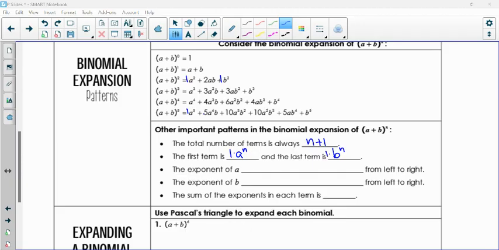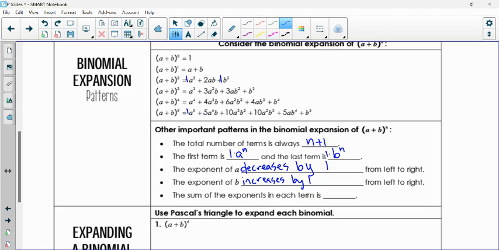All right. From there, the exponent of the a. So as we look at our a's, what's happening to our a's exponent every time as we go from left to right? It goes down by 1, right? So the exponent for a decreases by 1 from left to right. But the exponent for the b does what? That goes up by 1, or increases by 1, from left to right.